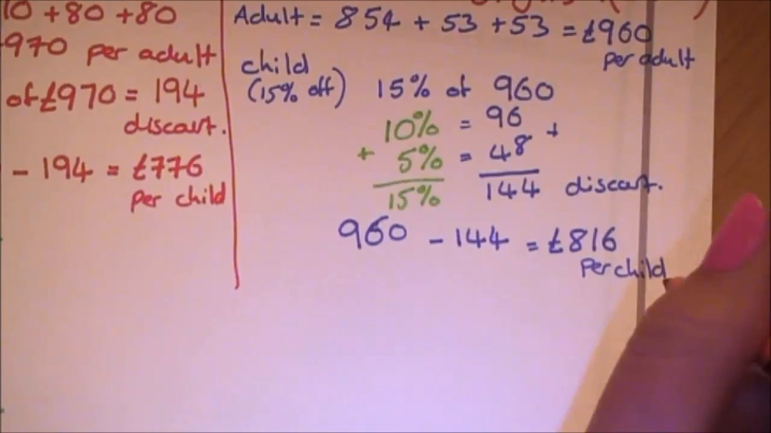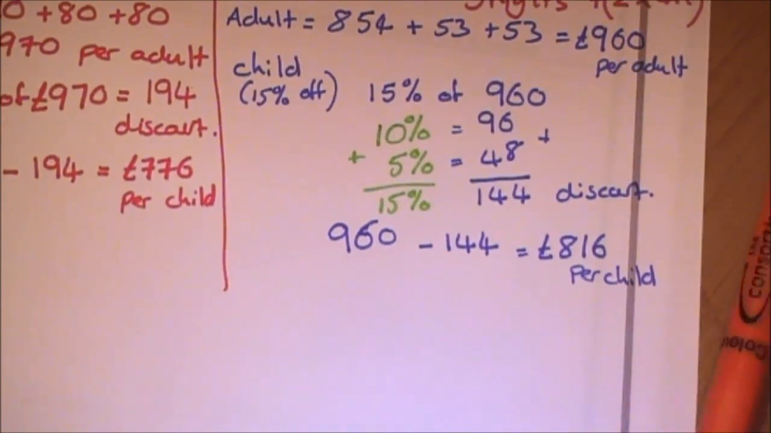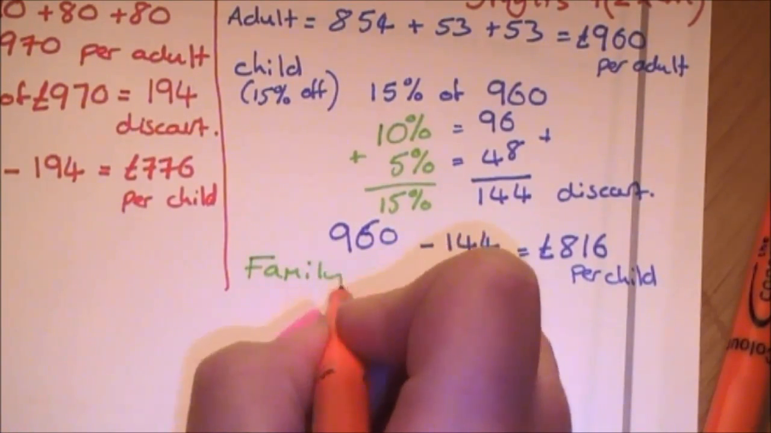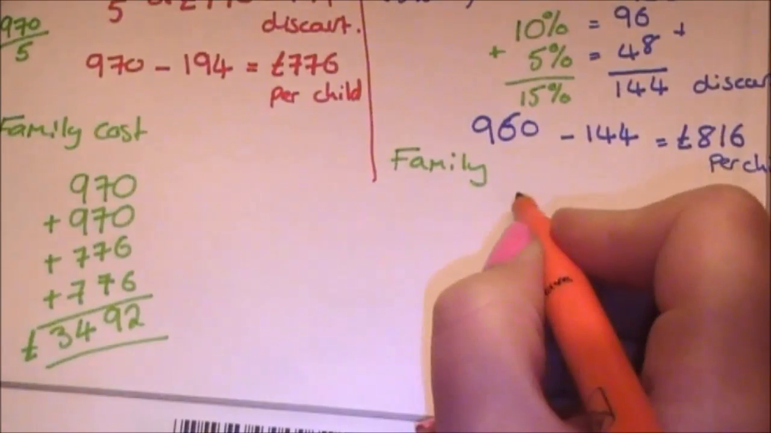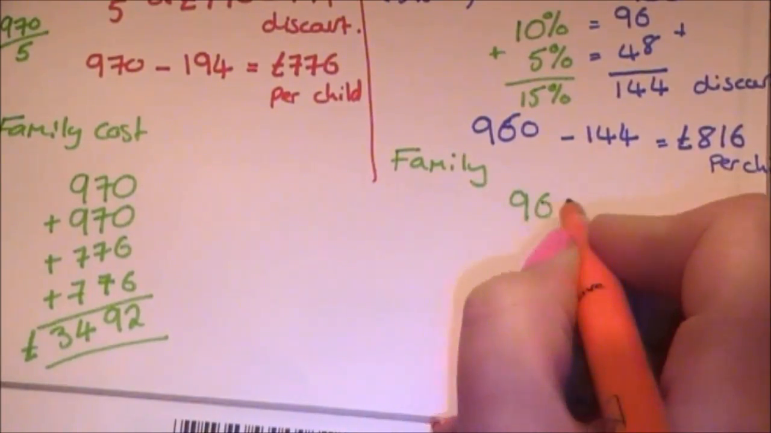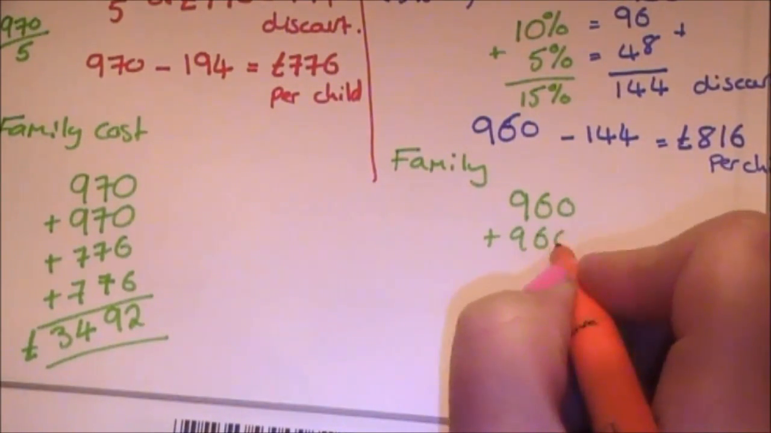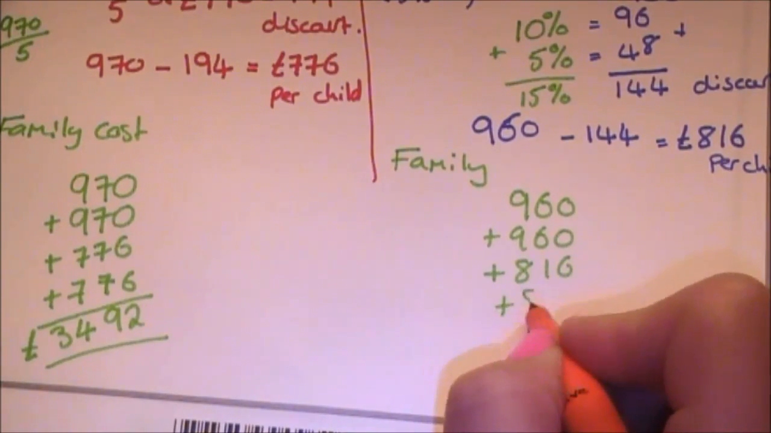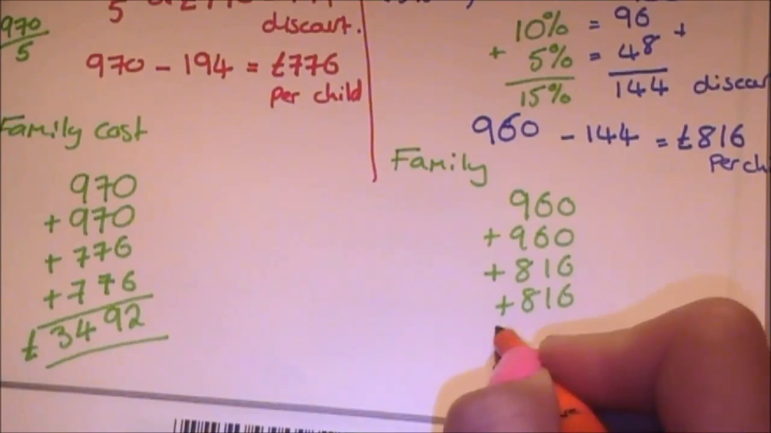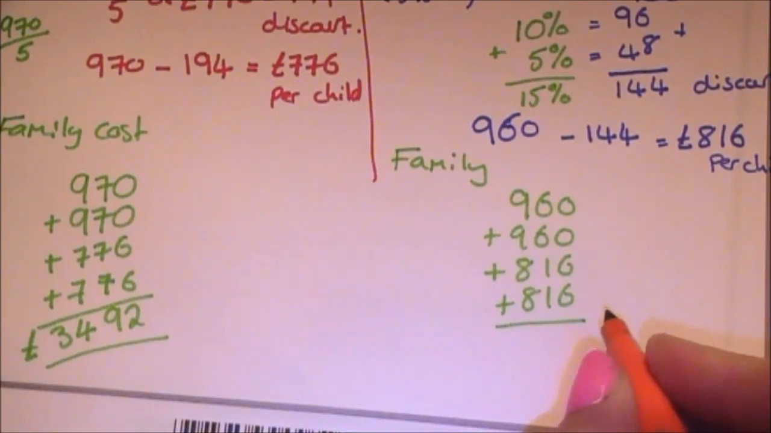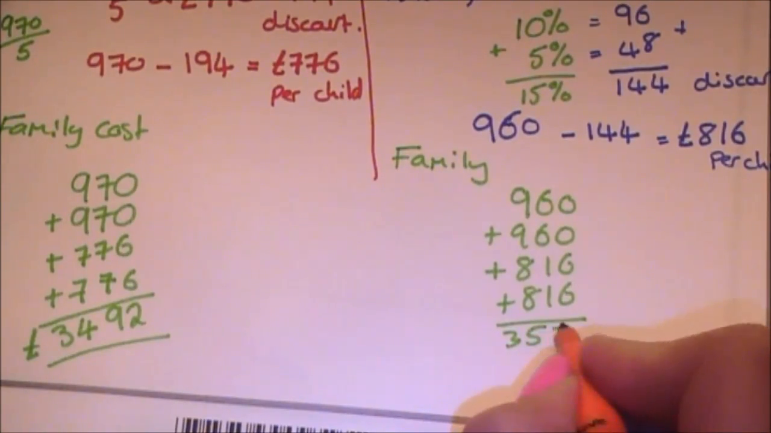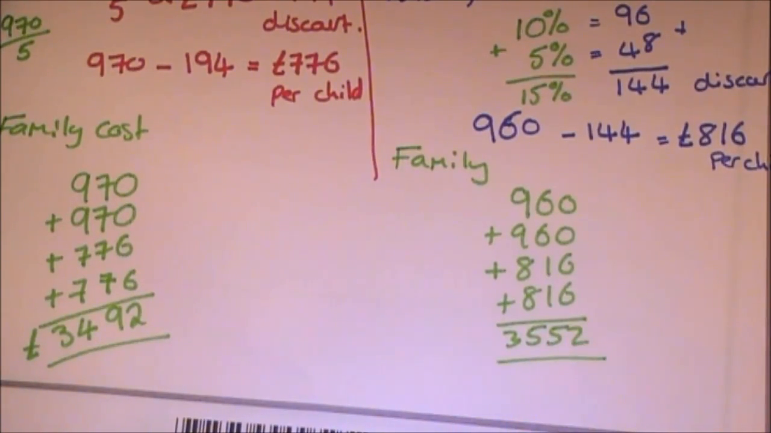Okay, so that's the cost per child. Now I can go ahead and find my family cost again, and the same people are in the family. They're taking everyone. So we've got 2 adults, which is 960 and 960. And we've got 2 children, which is 816 and 816. And when I've added all those together, it gives me 3,552.